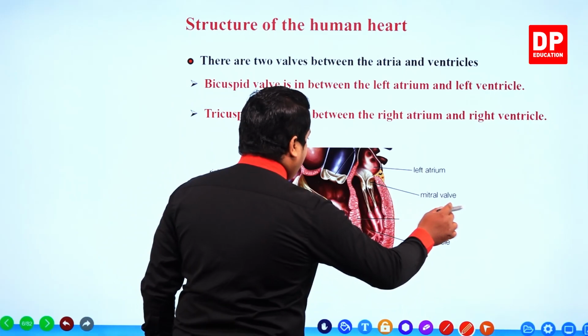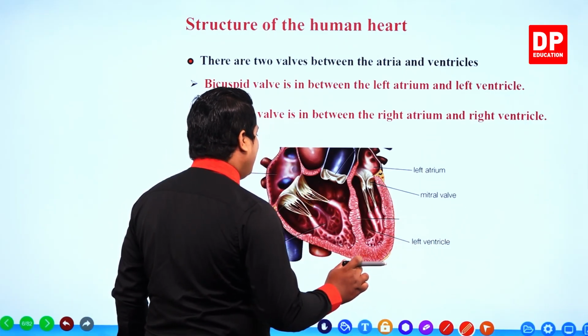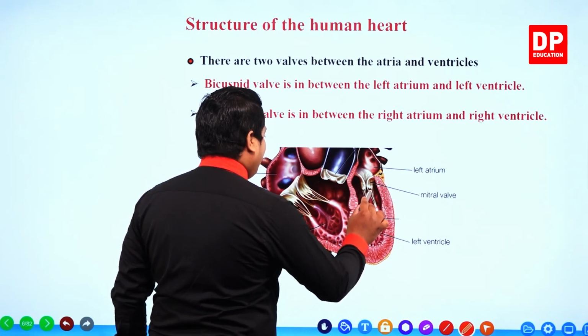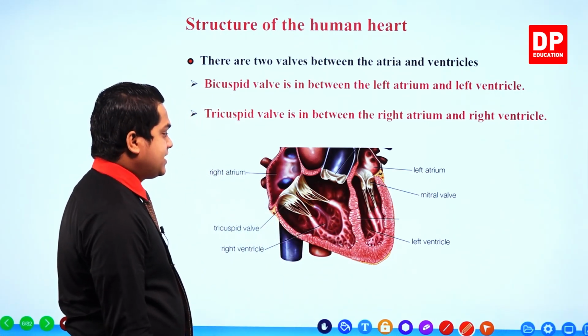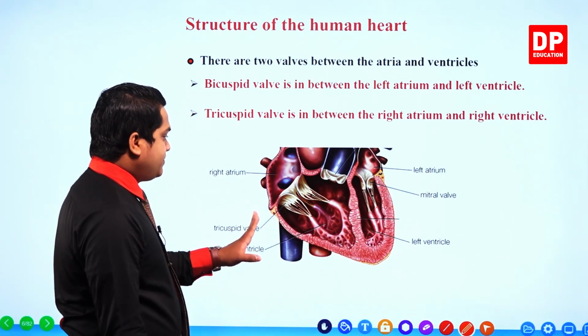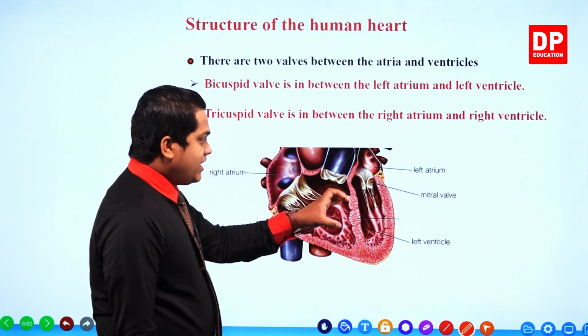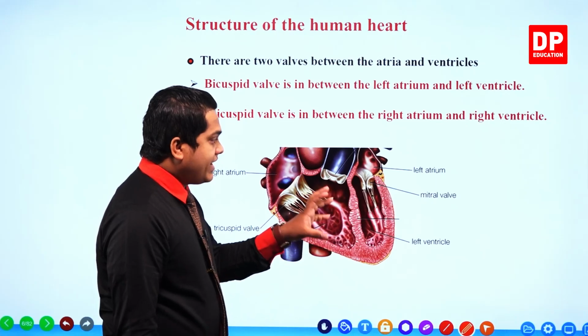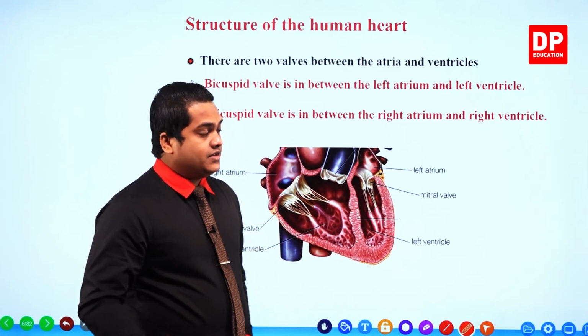And the mitral valve, which means the bicuspid valve. Within the bicuspid valve, as you can see here, only 2 tissue layers can be observed. So at the tricuspid valve, you can observe 3 tissue layers. At the mitral valve or the bicuspid valve, you can observe 2 different tissue layers.